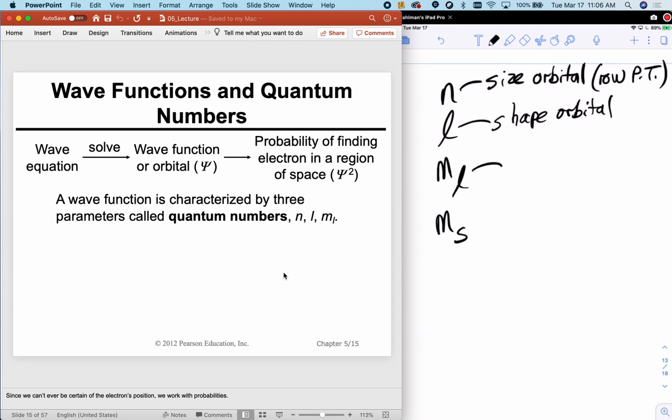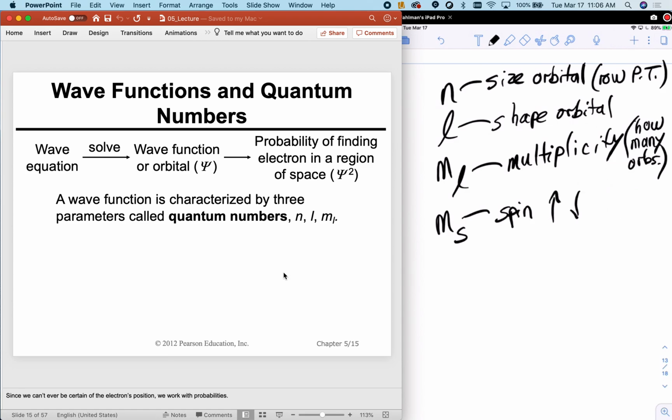m sub l is what we call the multiplicity, or, better yet, how many orbitals there are. And then m sub s is just the spin. And there's only going to be spin up or spin down. Okay, so it can be just two values, really, m sub s. So that's really what it boils down to.